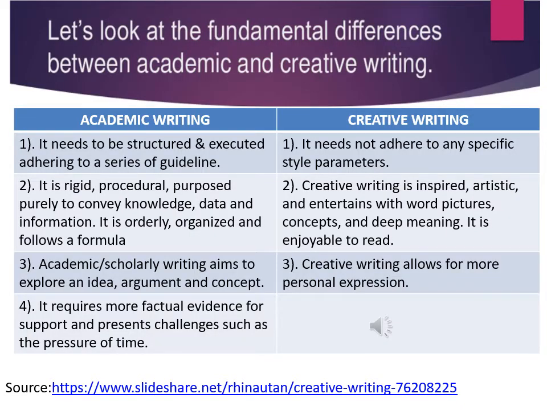Let's look at the fundamental differences between academic and creative writing. As in the table, academic writing has some points. The first point is it needs to be structured and executed adhering to a series of guidelines. The second point is it is rigid, procedural, purposefully to convey knowledge, data, and information. It is orderly, organized, and follows a formula.